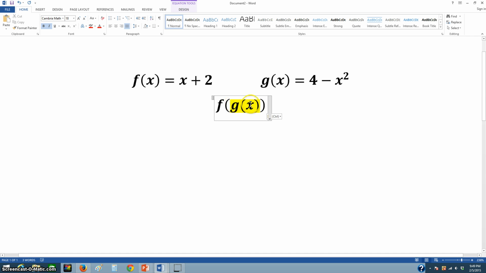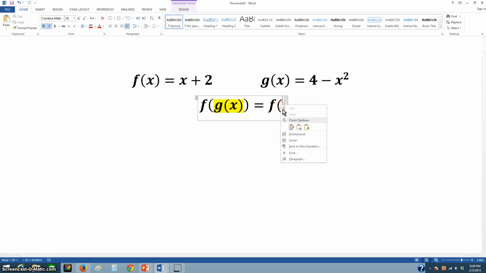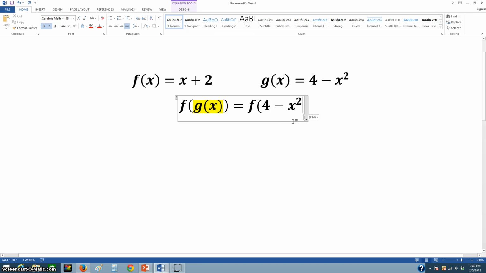Now, I have the g of x highlighted because, again, PEMDAS says we have to start with the parentheses. So that really says that we are going to substitute the inside with g of x, which by coincidence we know what it is, and that is 4 minus x squared, which is great. Okay, so now we've substituted the g of x. That means we have to take care of this part here, which says go to your f function, and wherever you see an x, you are going to have to plug in 4 minus x squared.